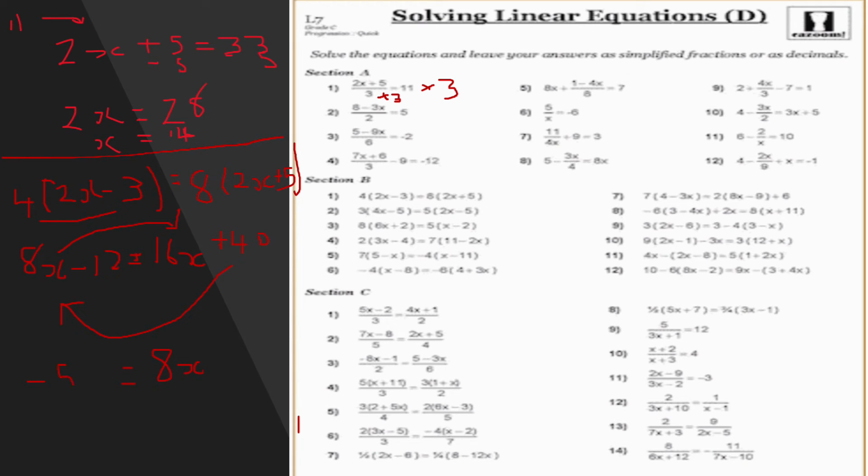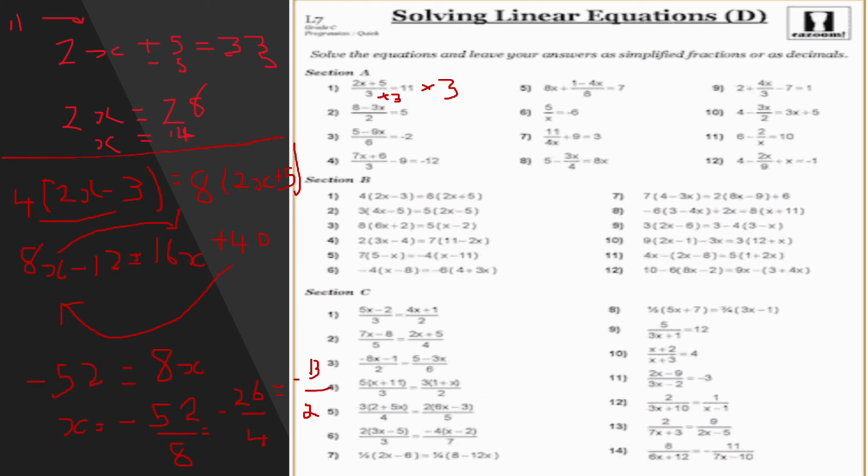So minus 52. Dividing both sides by 8, I get that x is equal to minus 52 over 8, which is equal to minus 26 over 4, which is equal to minus 13 over 2. Minus 13 halves. So that's my answer for that one.